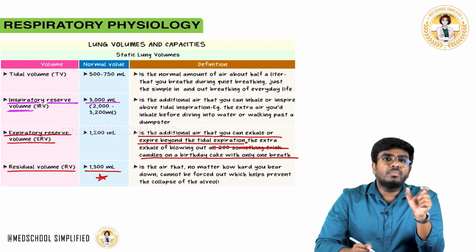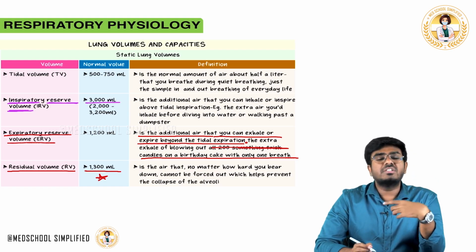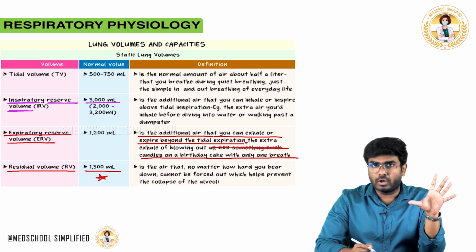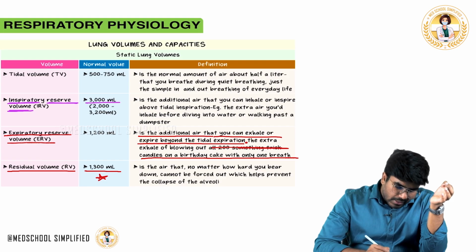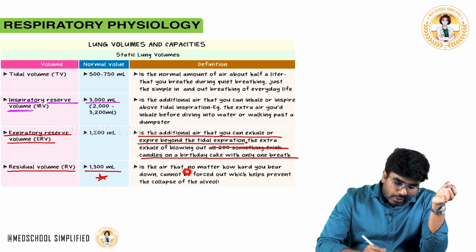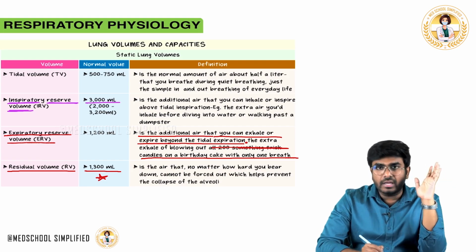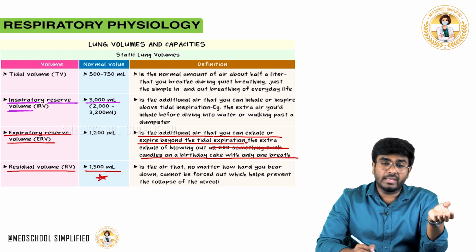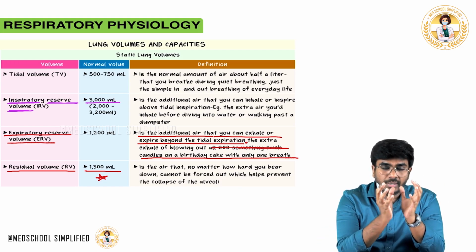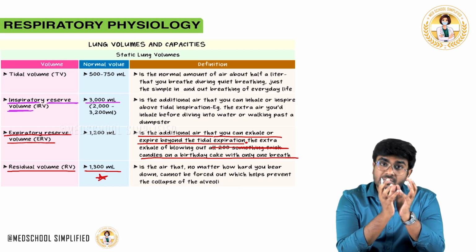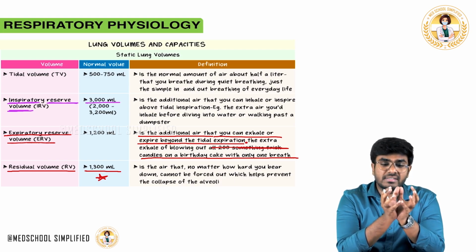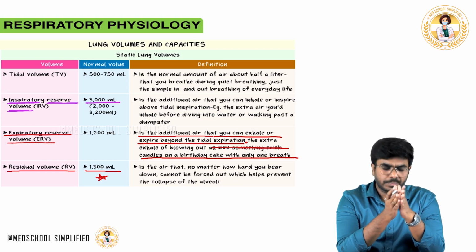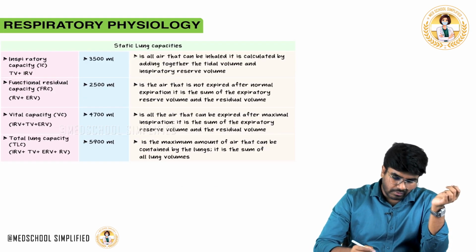So that volume, that 1300 or 1200 ml of air which is present inside the lungs, is called the residual volume. Look at the definition. Residual volume is the air that, no matter how hard you bear down, how hard you try, cannot be forced out, which helps in preventing the collapse of the alveoli. Some amount of air is all the time present inside the alveoli. It must be there, otherwise the alveoli will collapse. So this is residual volume.